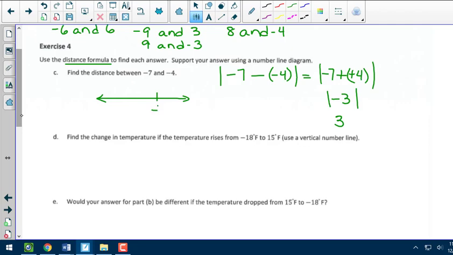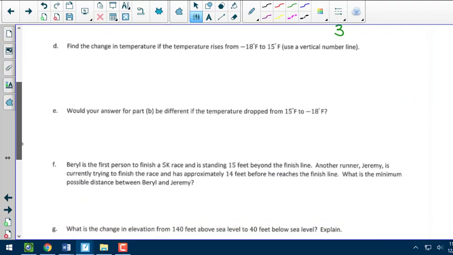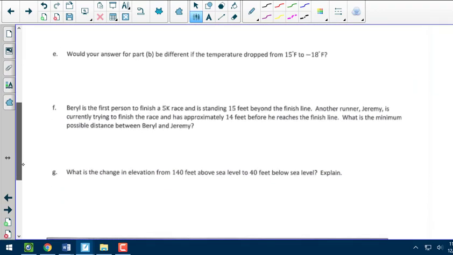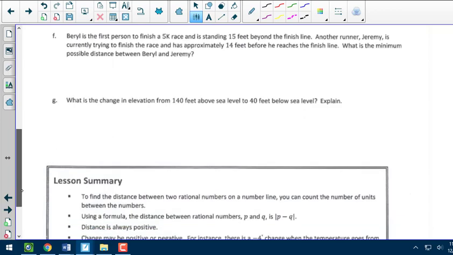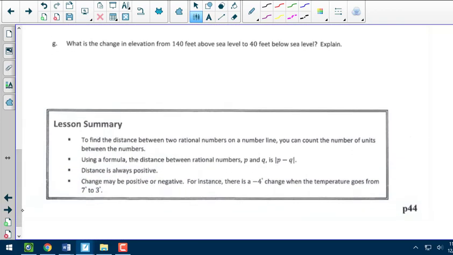If I have -7 and -4, barely going to get it on here. Okay, so -7 and -4, yes, I can see that it's only 1, 2, 3 hops away, that it's 3 units, right? Their distance is 3 units. Support your answer using the number line. I did that. Okay, so I'm going to leave for you to complete D, E, F, and G, and then I'm going to read the lesson summary.